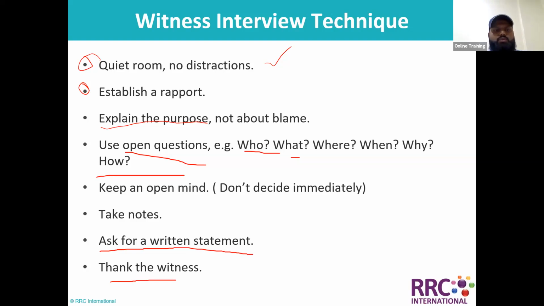Next is, once you are asking for the written statement, there was one message from Adnan that we can take statement from supervisor also after the interview of witness. No need. Maybe the supervisor was not there. Then why do we have to take a statement from the supervisor? Only the witnesses are required to give their report, their statement. Because if the supervisor was not there, he will be manipulating the incident. So we just have to get the statement from the witness.